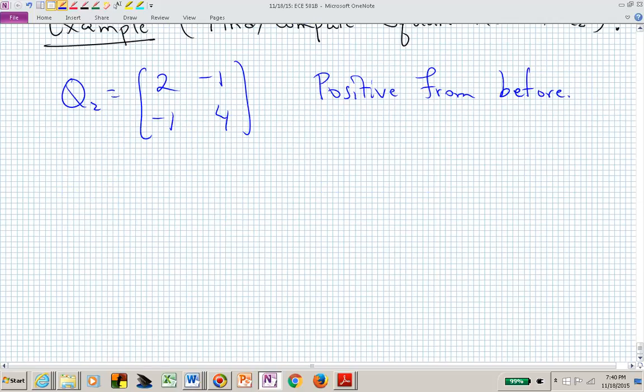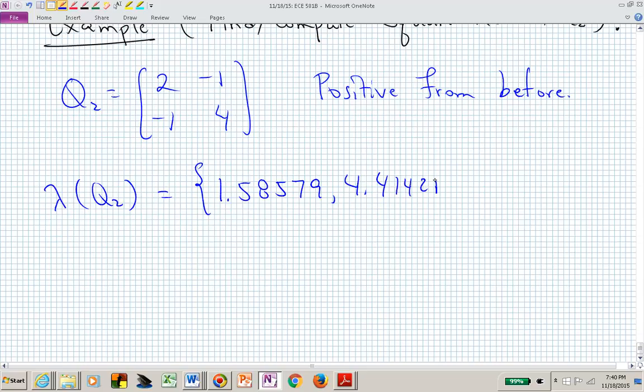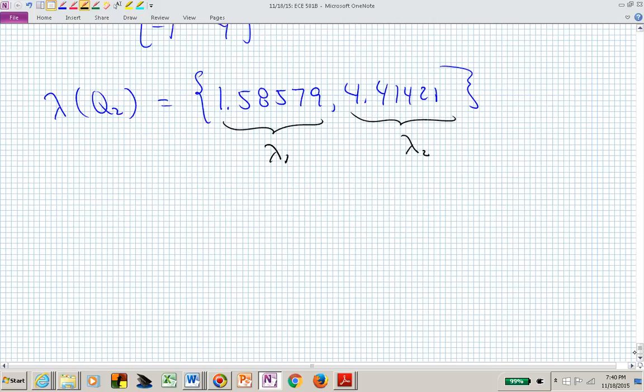We could find the eigenvalues of that. So let's just say that the eigenvalues of Q sub 2 are 1.58579. I'm using quite a few significant figures. And 4.41421, where I'm going to call this smaller eigenvalue lambda sub 1 and this larger eigenvalue lambda sub 2. And for those eigenvalues, we can, in fact, find their corresponding eigenvectors.